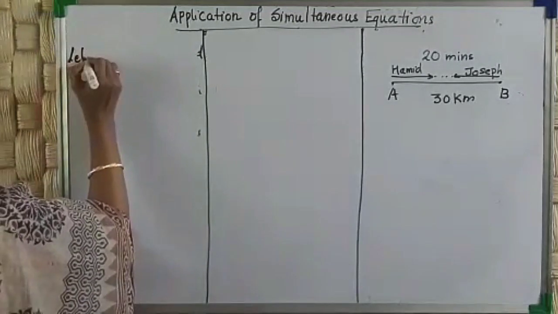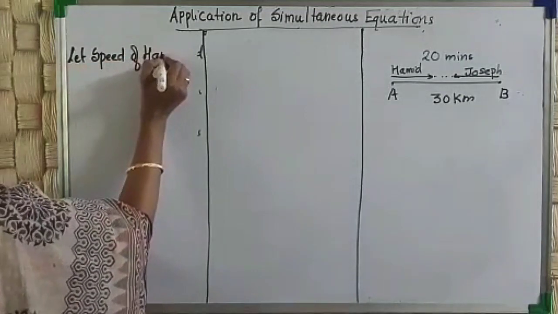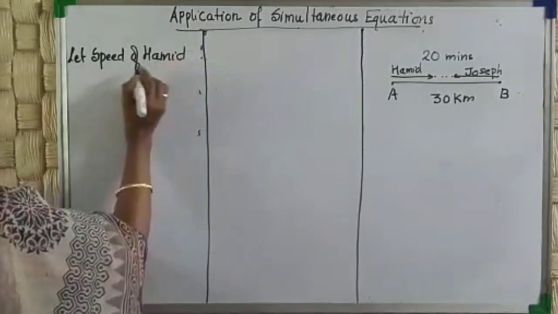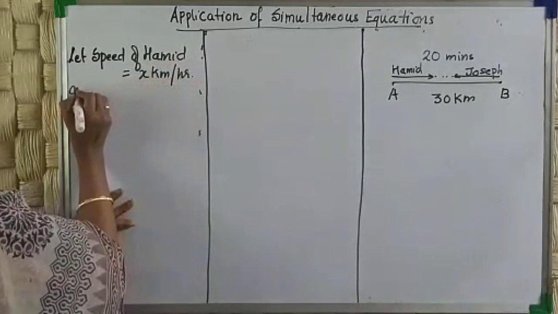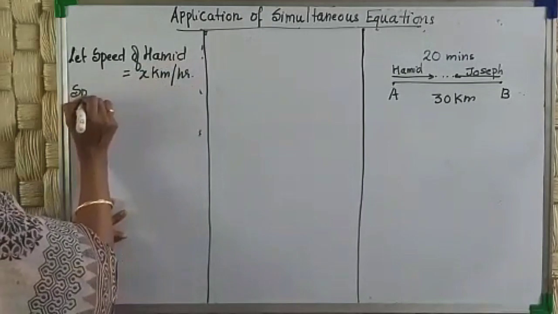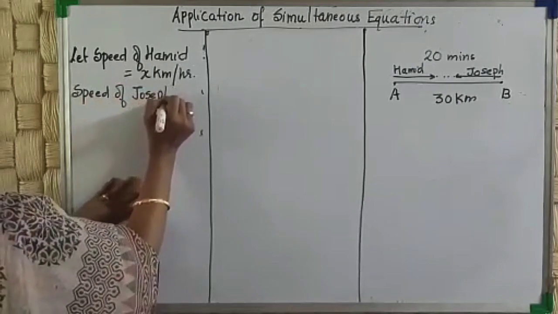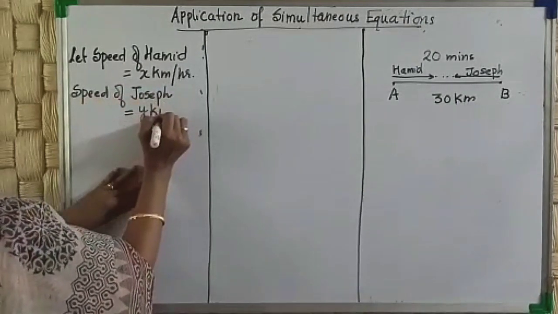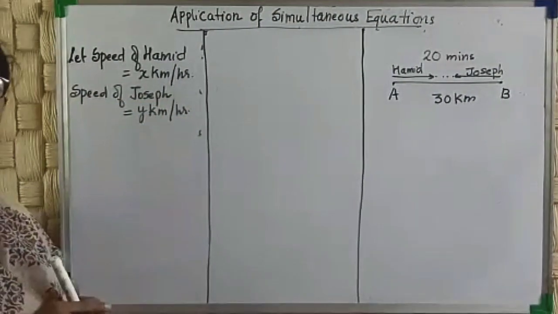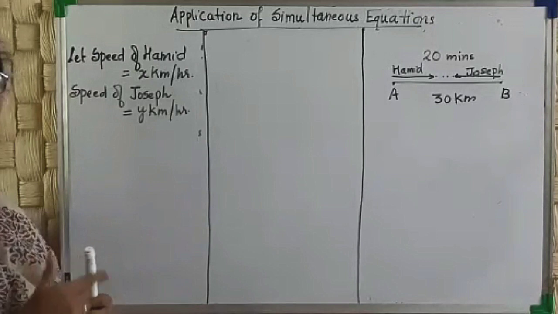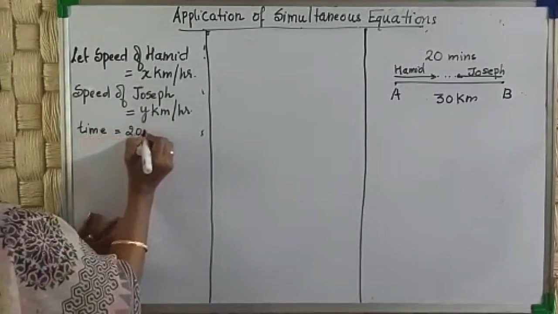So let speed of Hamid equal to x kilometer per hour and speed of Joseph equal to y kilometer per hour. It's given when they move in opposite direction, they meet after 20 minutes. So we can take the time as 20 minutes.